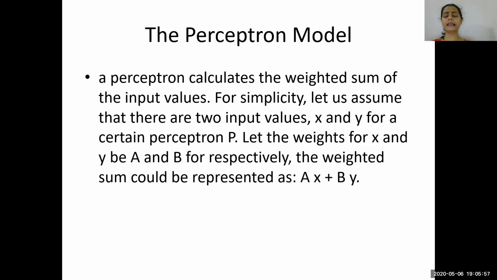A perceptron basically calculates the weighted sum of the input values. Now, let us for simplicity assume that there are two input values x and y for a certain perceptron P. Let the weights for x and y be a and b respectively. The weighted sum could then be represented as ax plus by. Now this is nothing but what we have already done: the output of the artificial neuron is going to be nothing but the weighted sum of its inputs.